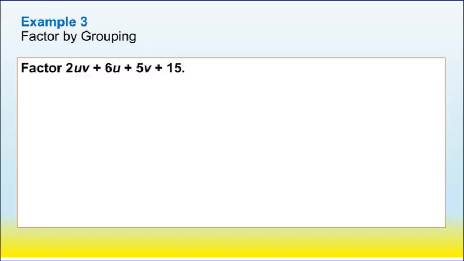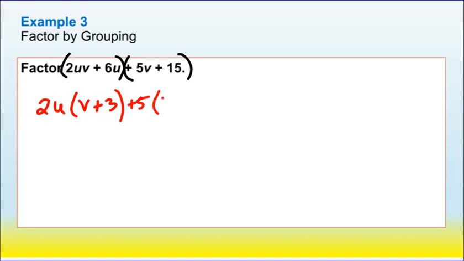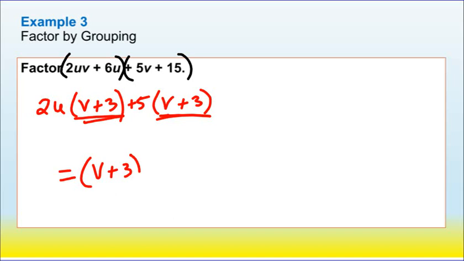Let's take a look at an example here. 2uv plus 6u plus 5v plus 15. I'm going to group these two and group these two. And if I factor out 2uv and 6u, I can factor out 2u. That leaves me with v plus 3. On this side, I can take out a positive 5. That leaves me with v plus 3. You notice that my parentheses are the same, so that's in my answer. And what I have left on the outside forms my other binomial of 2u plus 5.